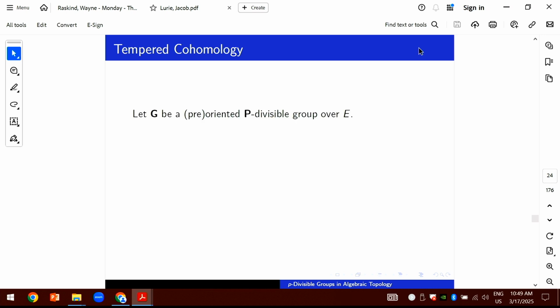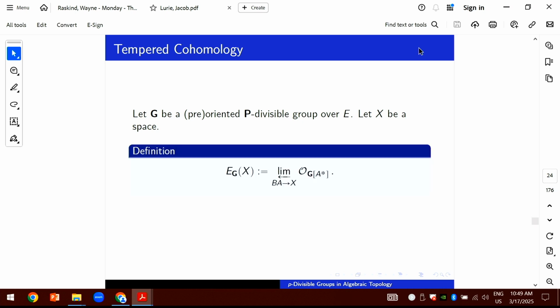So I'm going to start with a cohomology theory E and an oriented p-divisible group over E. And now let X be a topological space. Now I'm going to construct for you a certain cohomology theory, which I'm going to call E sub G of X. Here's the construction. I take all maps from BA into X, where A is a finite abelian group. And then I take the coordinate ring on the A star torsion in G. That's some E algebra. And I take what's called the homotopy inverse limit, the appropriately defined inverse limit in the world of E algebras, to get an E algebra.